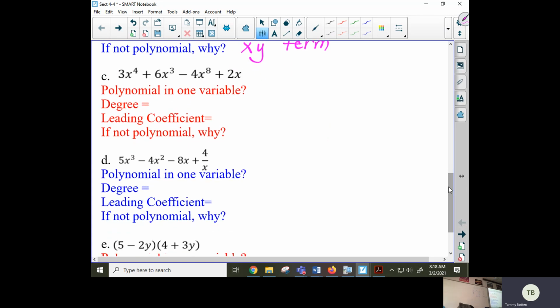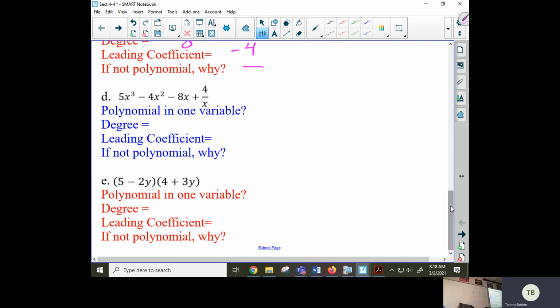How about C? Now this is one that's not in order from big to small powers. So it is a polynomial in one variable. What's the degree? Yep. And what's the leading coefficient? -4. And then you can ignore that. How about D? Because, yep. And then we can just ignore these two.